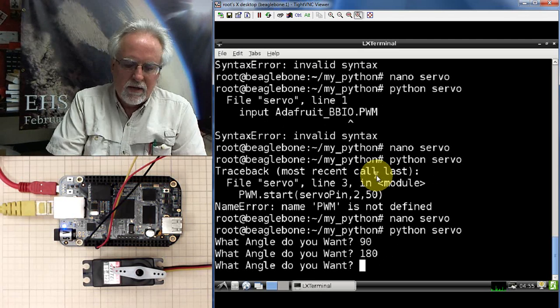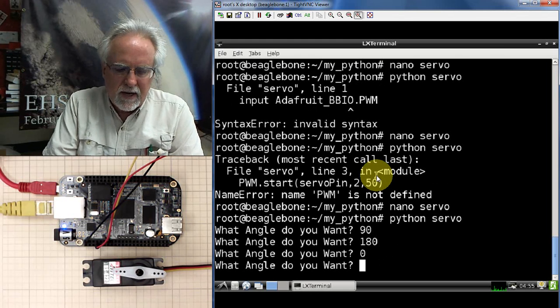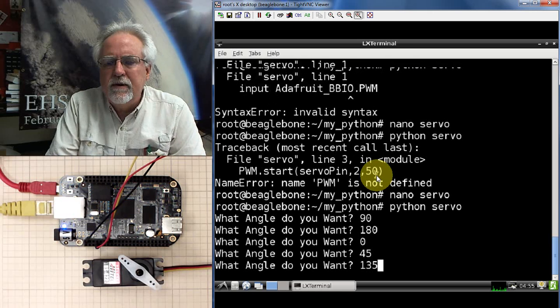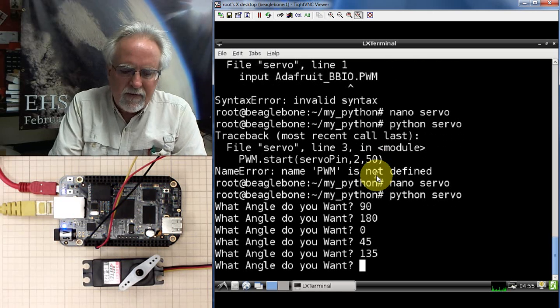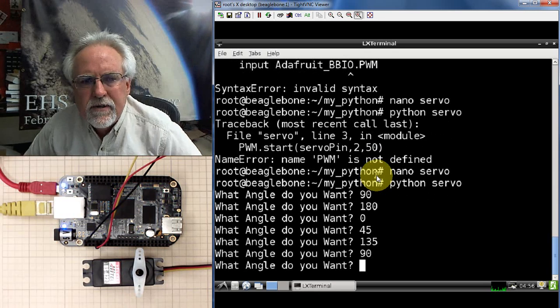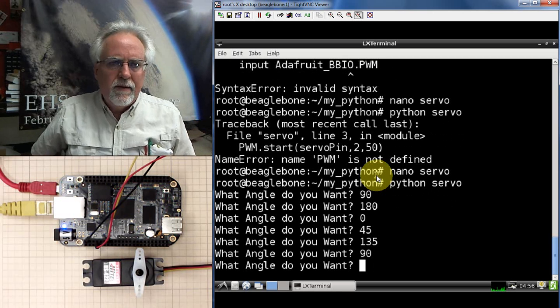It's perfect. What if we say zero? Boom, zero. What if we say a 45 degree angle? Boom, 45. What if we say 135 degrees? Boom, 135, 90. Look at that. We got perfect control of our servo because we did the math. Well, I did the math. I hope you did the math.